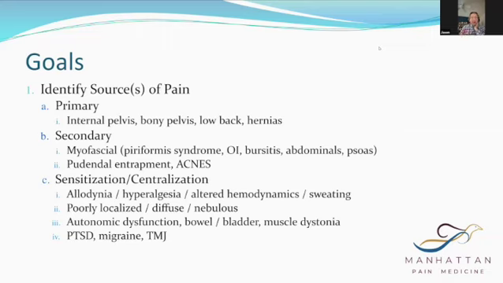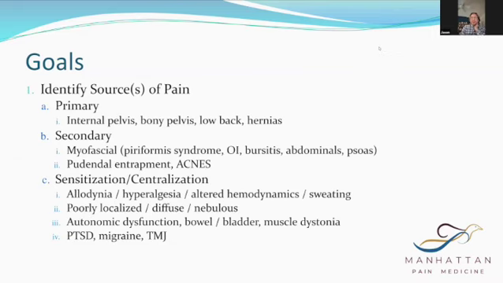Fine. I'm looking to put all of this in context to kind of understand what really needs to be treated at the core, and then what's downstream from that. Secondary conditions, things like a piriformis syndrome, OI hyperactivity, bursitis, these are almost never primary conditions. And the same thing, pudendal entrapment. You have to answer the question, why is there pudendal entrapment, right?